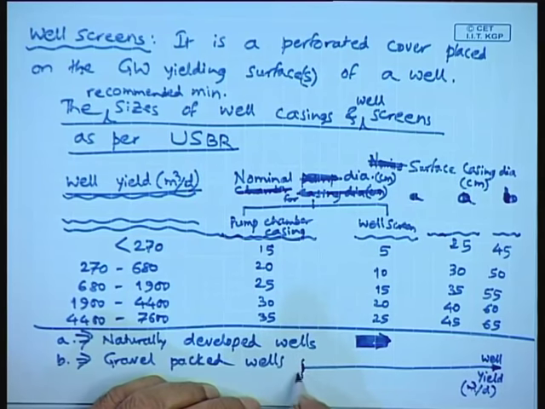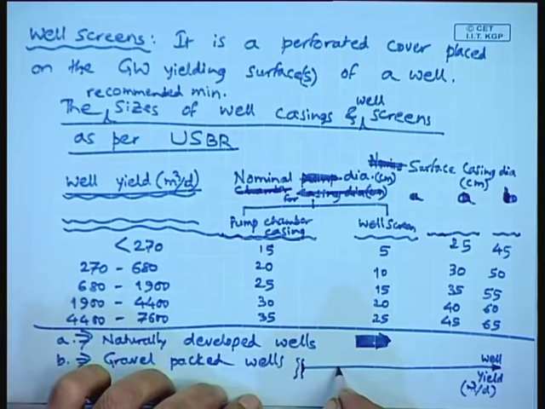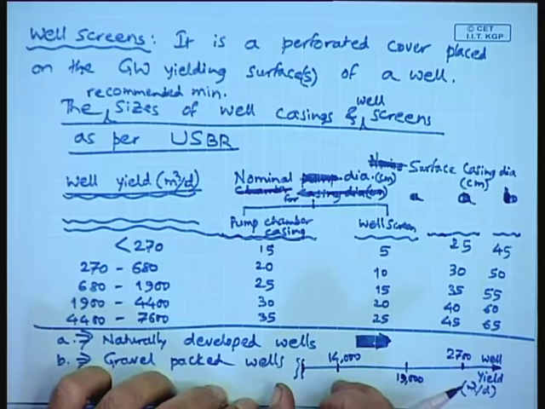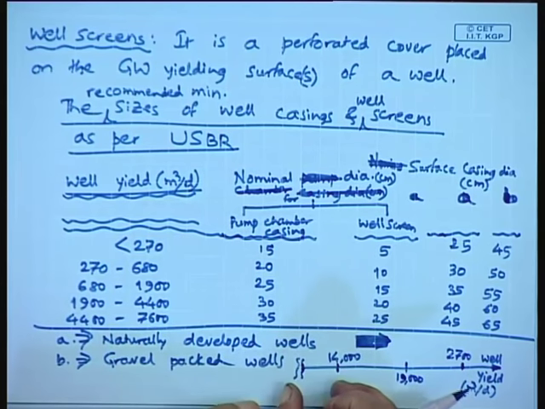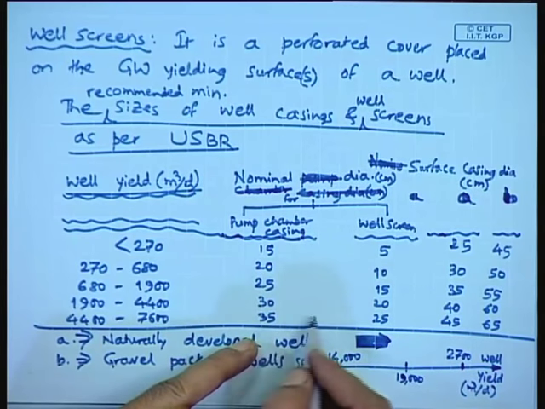Okay, so here let me represent this one. After 7600, next is 14000, next is 19000, next is 27000. So that means, from 7600 to 14000, everything gets increased by 5 centimeters.